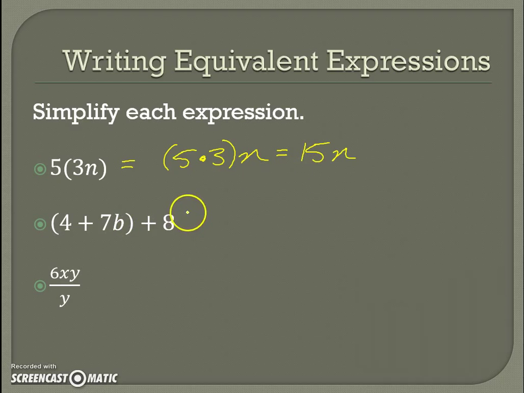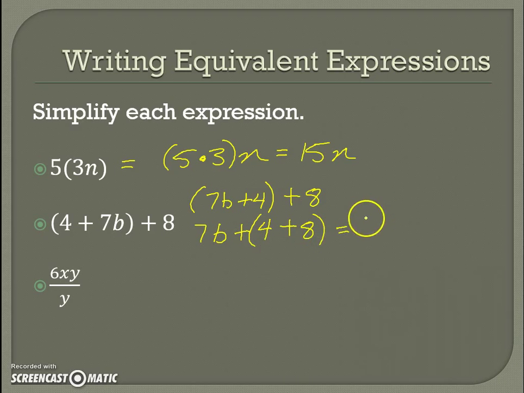This one down here has a couple steps. So the first thing is I would need to change the order of this by using the commutative property. So in my parentheses I'd have 7b plus 4 plus 8, and then I would use the associative property to change the grouping. And now I could actually add this problem. So 7b plus the 4 and the 8 makes 12.